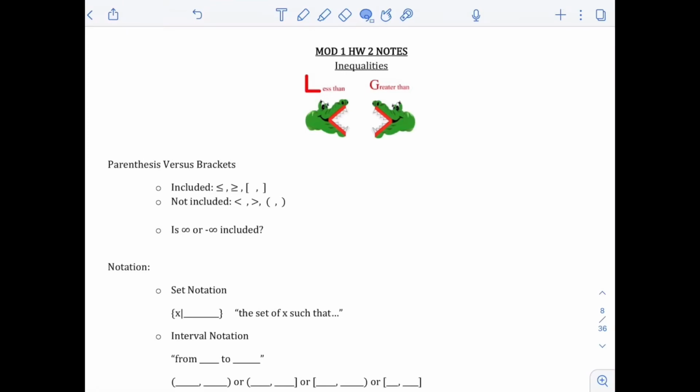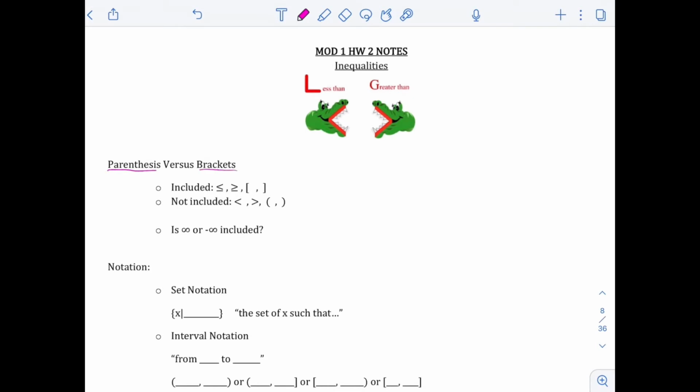So module 1, homework 2 is going to be about solving inequalities. When solving inequalities, you're not using an equal sign. You're going to use inequality signs. And depending on what type of inequality you're using, it will determine whether you need to use parentheses or brackets.